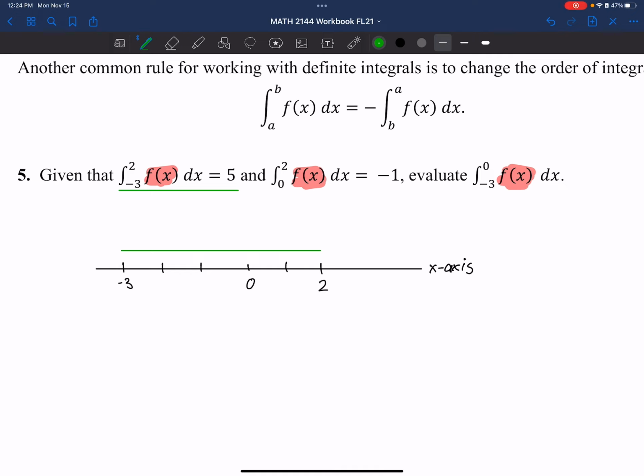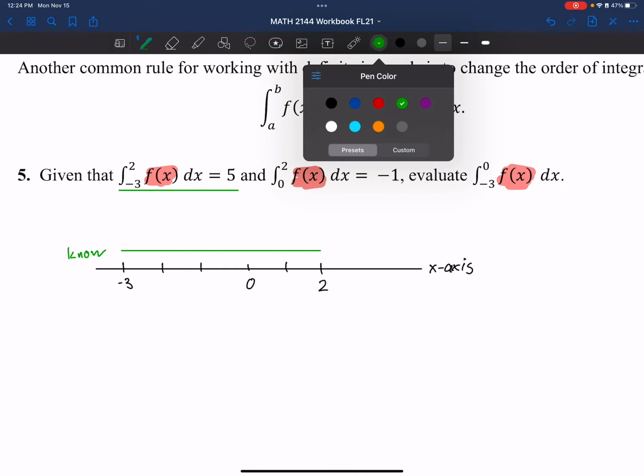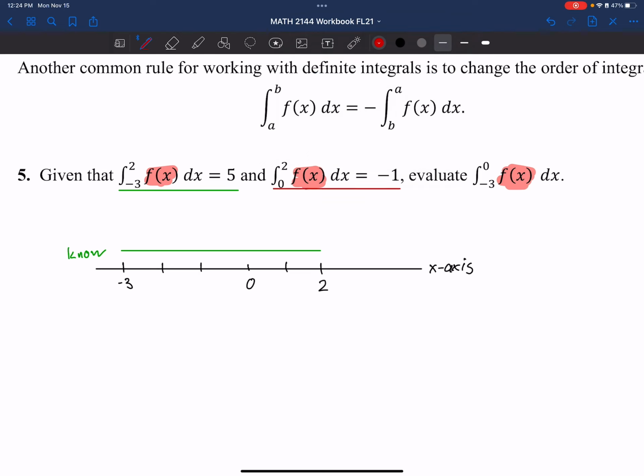Again, I'm not drawing the y dimension because I don't know what the function is, but we do have that information. We know this. We also know, let's go ahead and get another color, 0 to 2. So that's this right here. So we know this. And what we're asked to find, let's get another color, is negative 3 to 0. This is what we're asked to find.